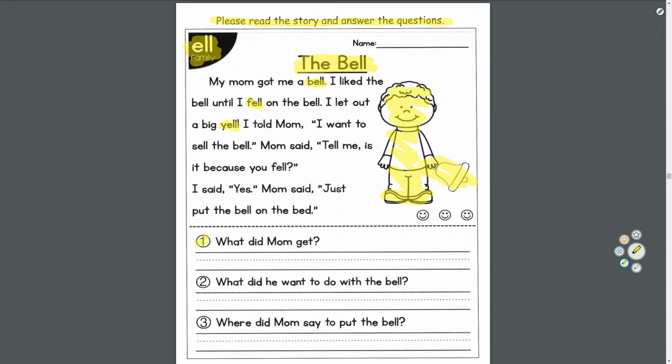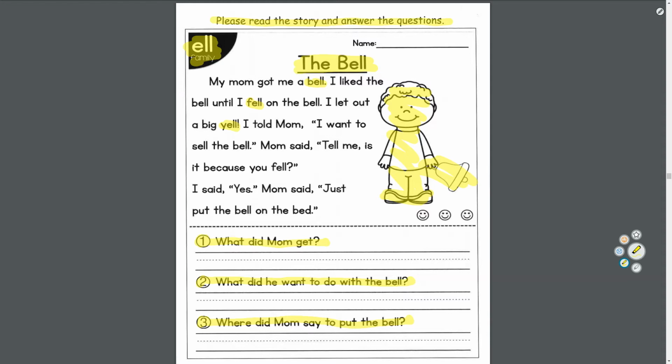And the questions: Number 1, what did Mom get? Number 2, what did he want to do with the bell? Number 3, where did Mom say to put the bell? Okay, let's focus on the bell.